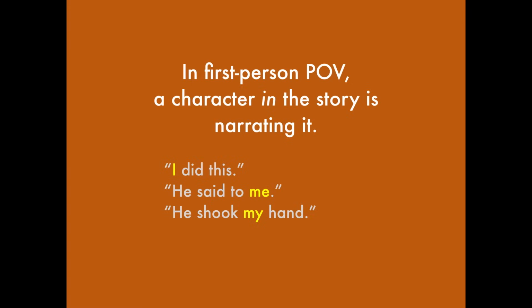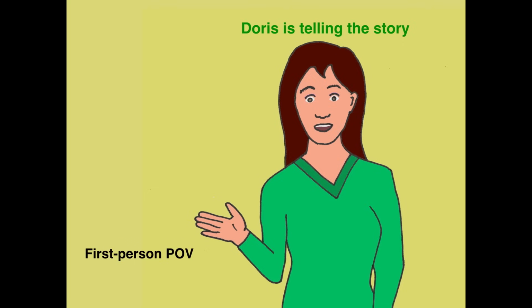First-person narration is when a character in a story is narrating it. So if a character in the story is telling you what's going on, "I did this," "he said to me," "he shook my hand," then it's a first-person narrator. It's first-person POV.